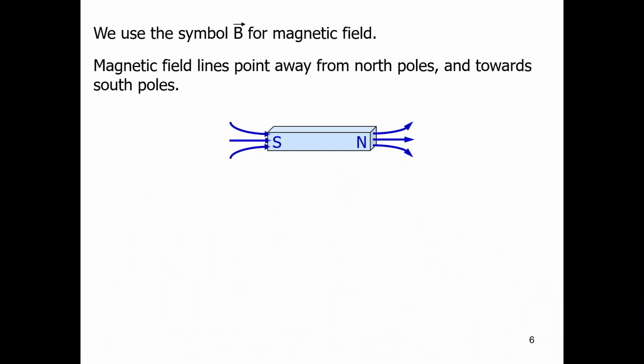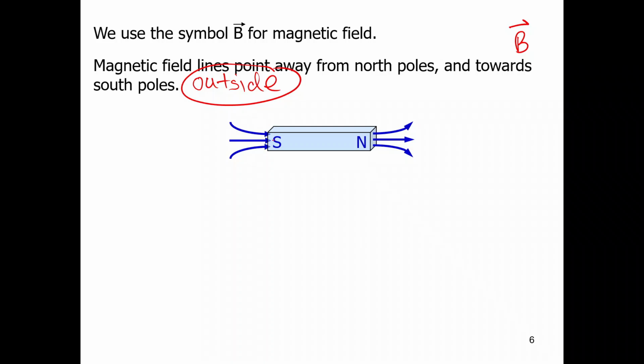So we use the symbol capital B for the magnetic field, and for the life of me, I've never researched why. It is a vector, so it's represented with the arrow symbol for a vector. When you're outside of the magnet, the magnetic field lines always point away from the North Pole and towards the South Pole.